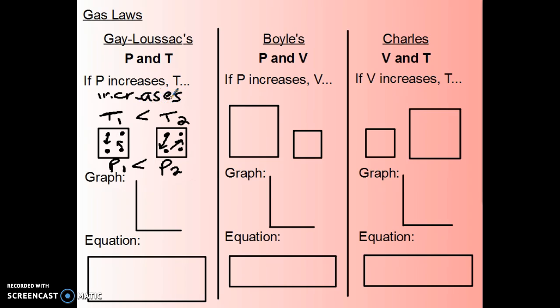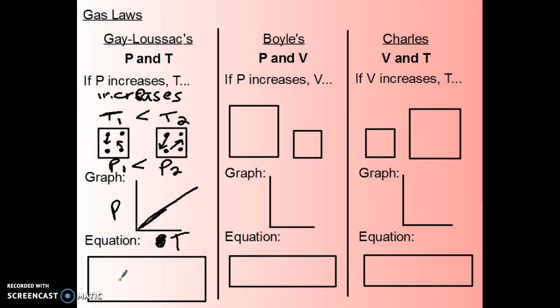Okay, so the equation we can use for this we'll get in just a second. So if we increase our temperature to the right, our pressure also increases. So the graph would look like this. And that means that our variables are directly proportional to one another.